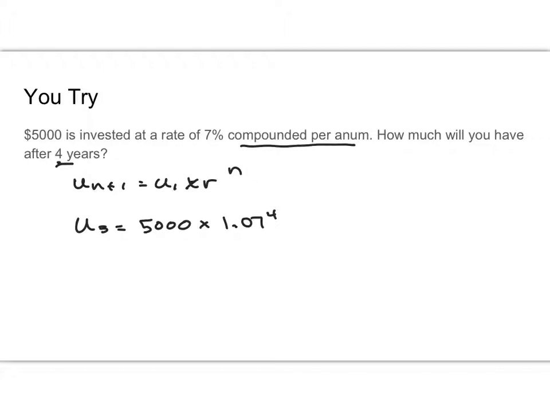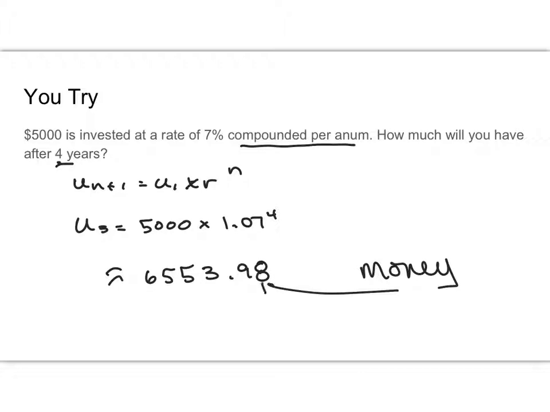When I calculate that out using my calculator, I get 6553.98. And you'll notice that because I'm dealing with money, I use 2 decimals, right? Because we can have cents. Nothing else would make sense.